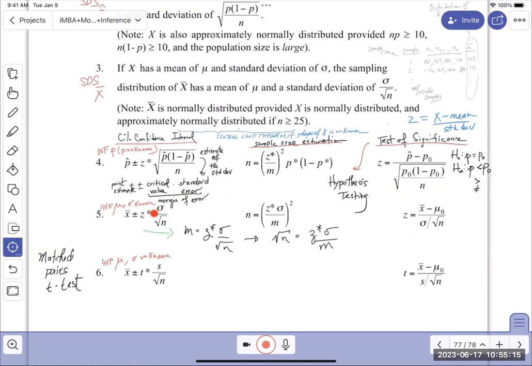But what if sigma is not known? All of this was for sigma known. So what if sigma is not known? What's the best guess of sigma if I don't know the true value of the standard deviation or the variance of a variable?